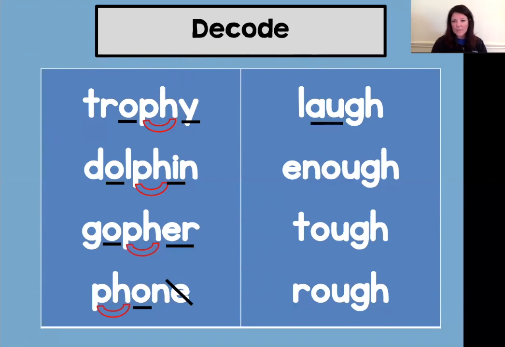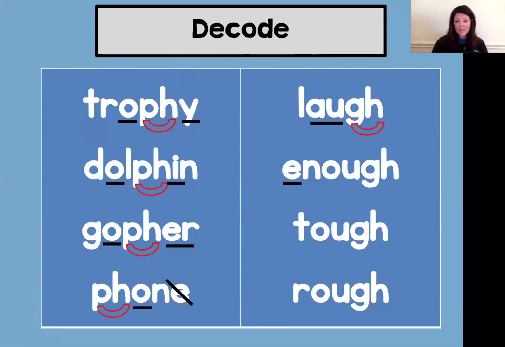Let's look at our next column. Here I see a vowel team, AU, that's going to make an ah sound. And there's our GH. Do you remember what sound it makes? Yep. All right, let's go to the beginning of the word. Laugh.